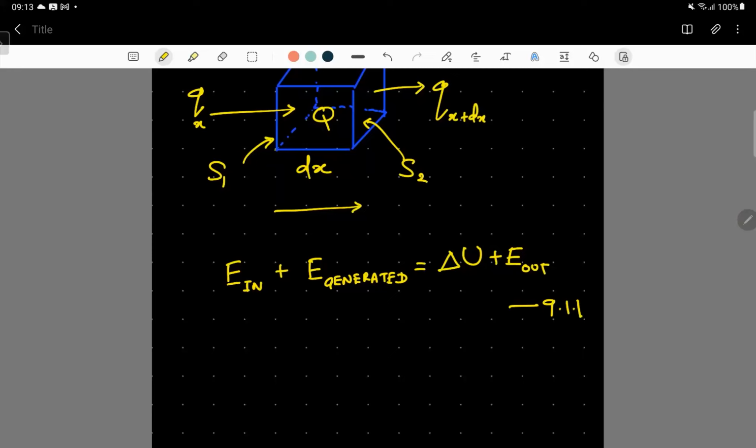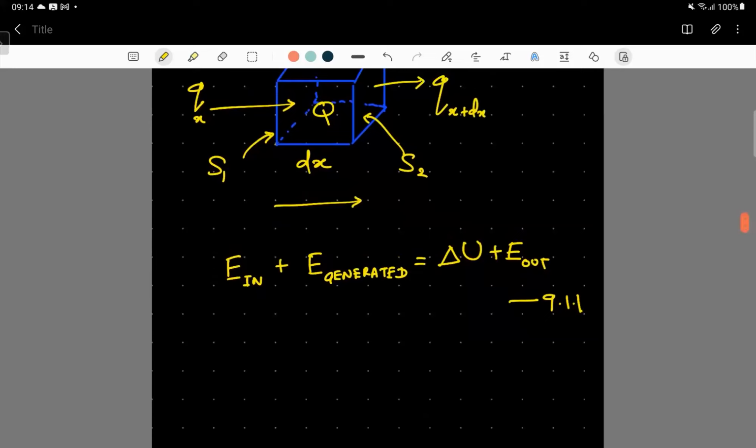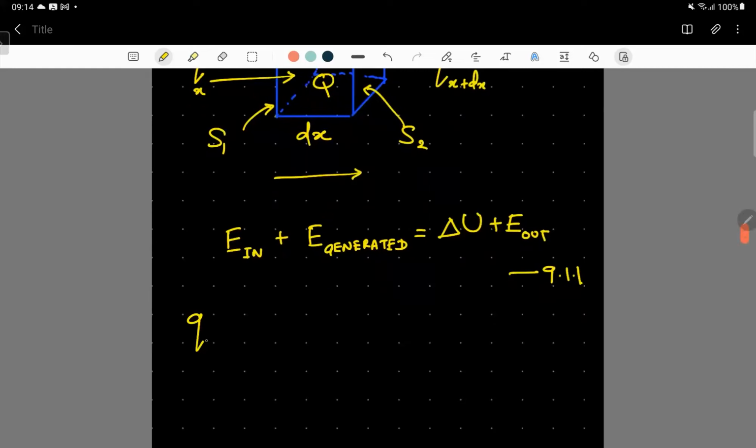So now, since we have already defined heat flux terms, we can rewrite these equations using heat fluxes. So what is the input energy? Input energy is nothing but the heat flux at surface 1 multiplied by the area.